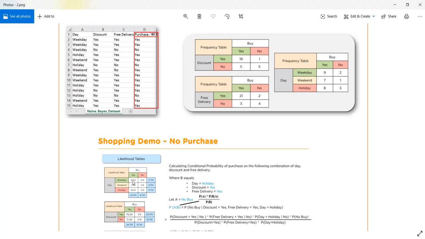So what does this 9 by 24 signify? This is the probability that the day is a weekday and there is a purchase. So it is 9 by 24. All right, 9 by 24.